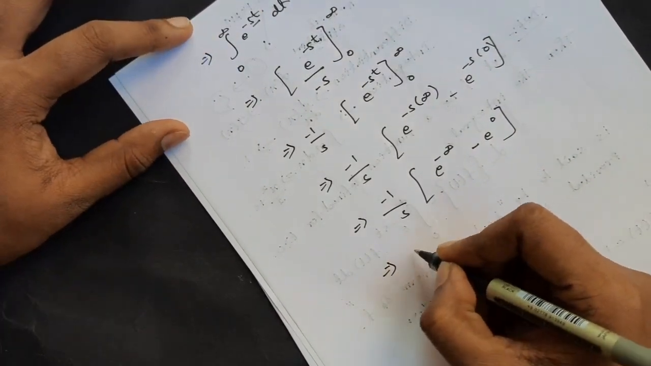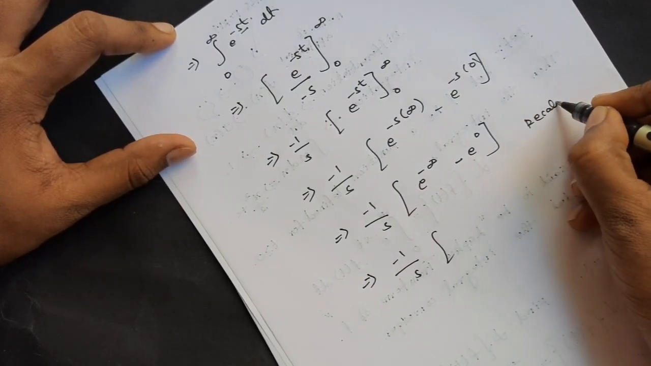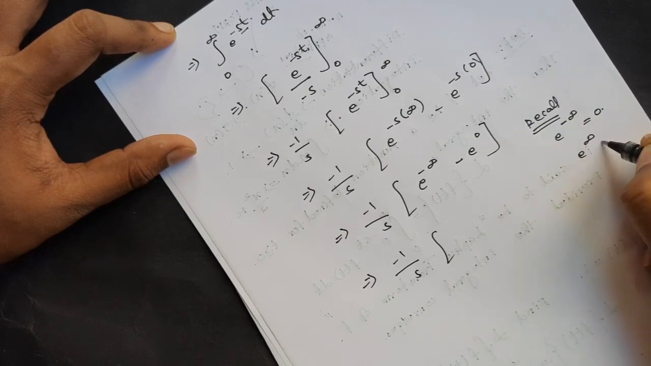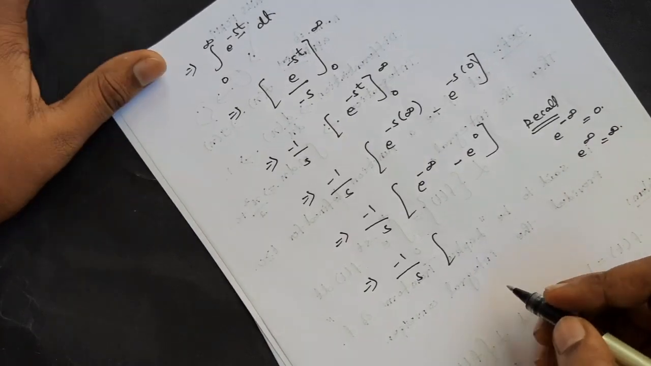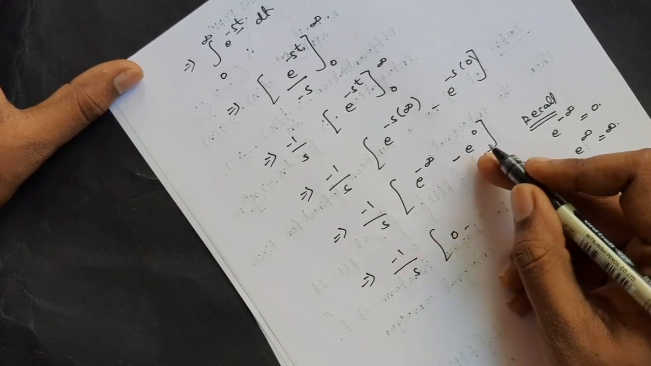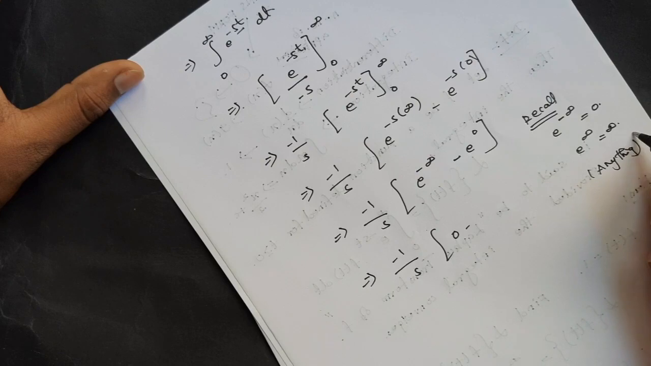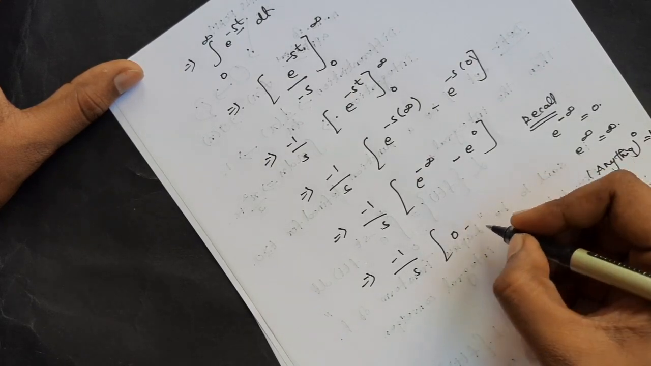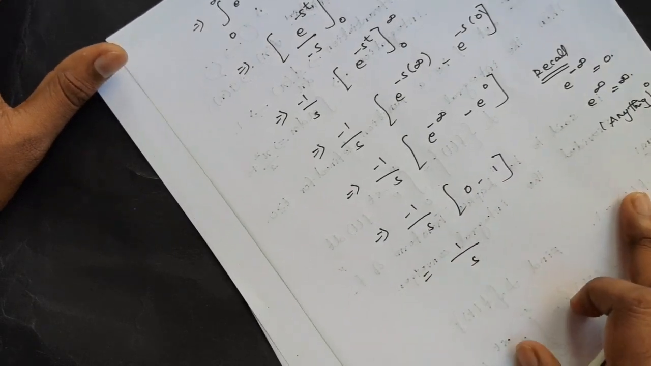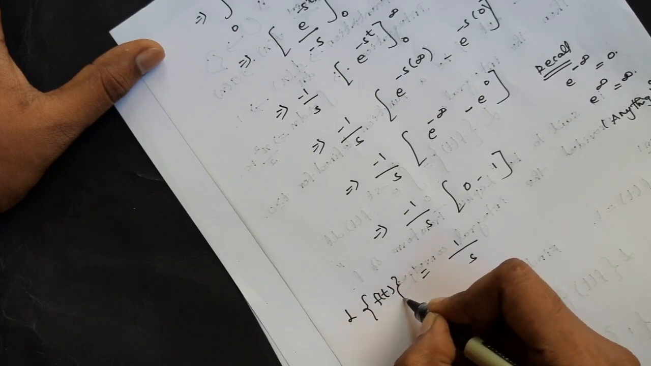So it's minus 1 by s, e power minus infinity. Recall, e power minus infinity is 0, e power plus infinity means it's infinity. E power minus infinity is 0, and anything power 0 is 1, right? So minus into minus plus 1 by s, correct friends? So L of f of t is equal to 1 by s.